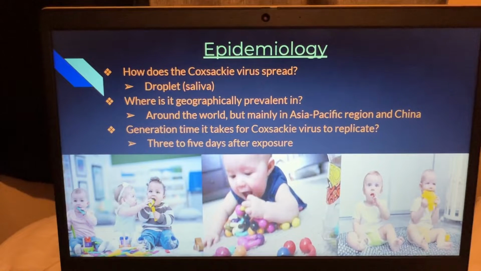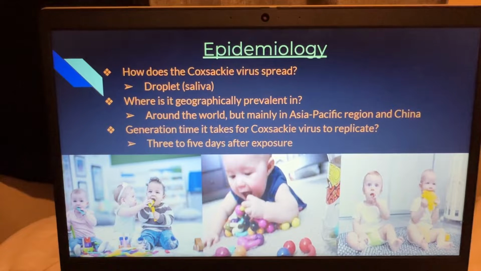Okay, the epidemiology: how does the Coxsackie virus spread? They're usually spread by droplet. As you can see at the bottom, there are babies drooling on the toys, which is a no, because that's how they can catch hand, foot, and mouth disease. Geographically, it's present around the world, but it's mainly in Asia, the Pacific region, and China. It usually takes 3 to 5 days after exposure for the Coxsackie virus to replicate.